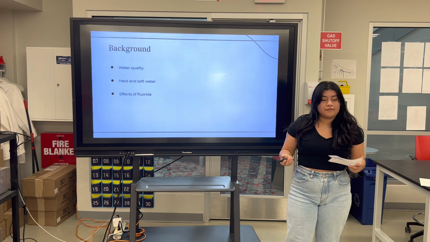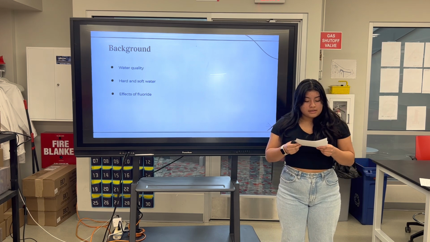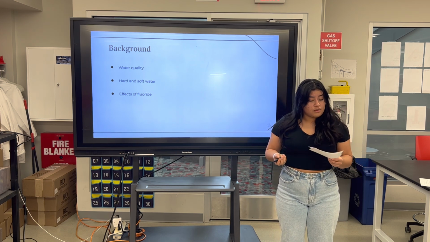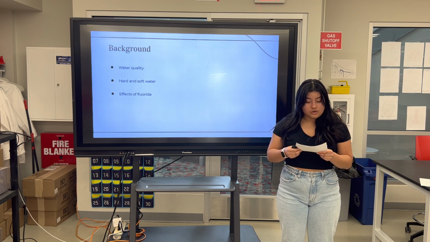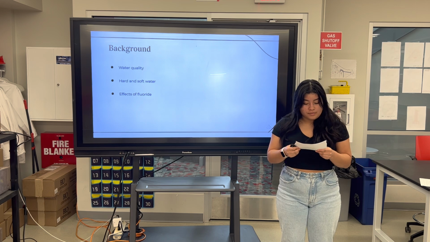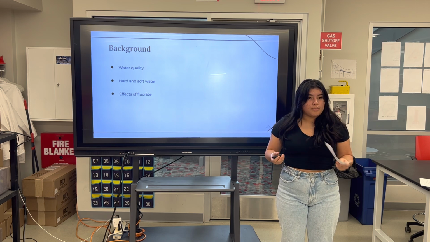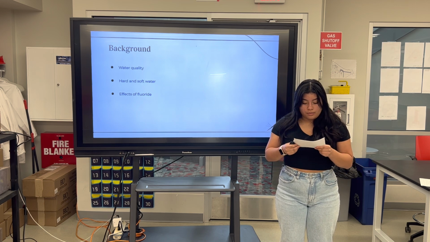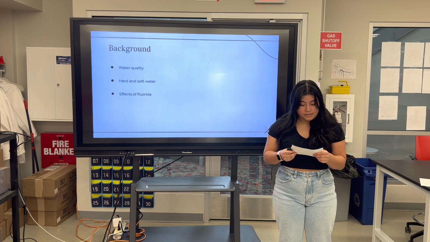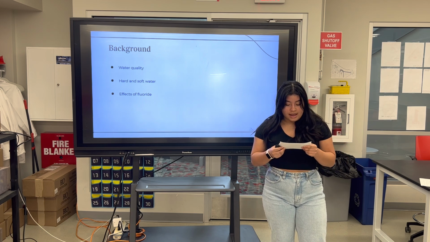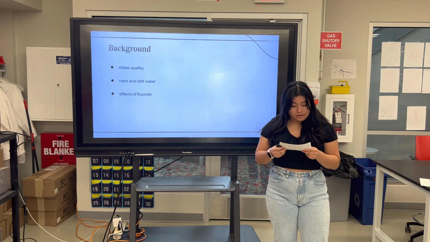So, what are the effects of fluoride? What does fluoride do to humans' overall health? Fluoride strengthens tooth enamel, prevents caries, tooth decay, tooth loss, and cavities. It has so many benefits, so why not put it in drinking water so it can help protect people's teeth? That's where it can get a little tricky on if it's actually good for people's health.